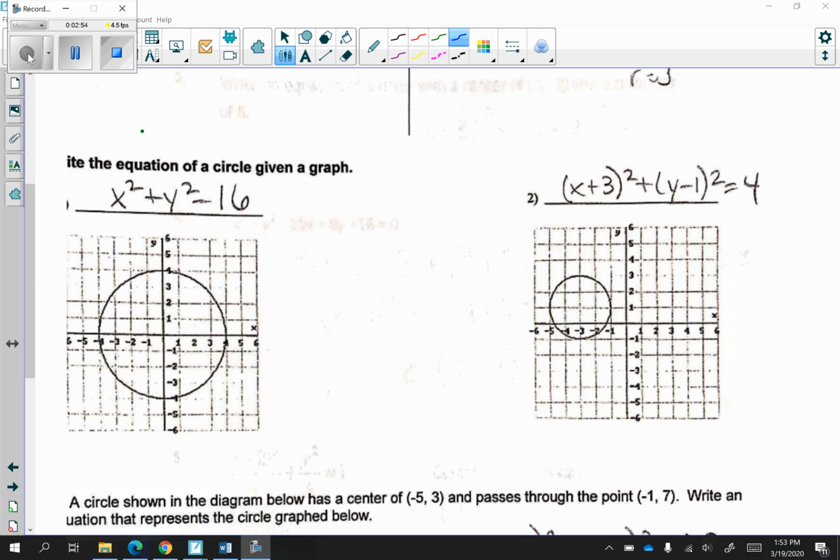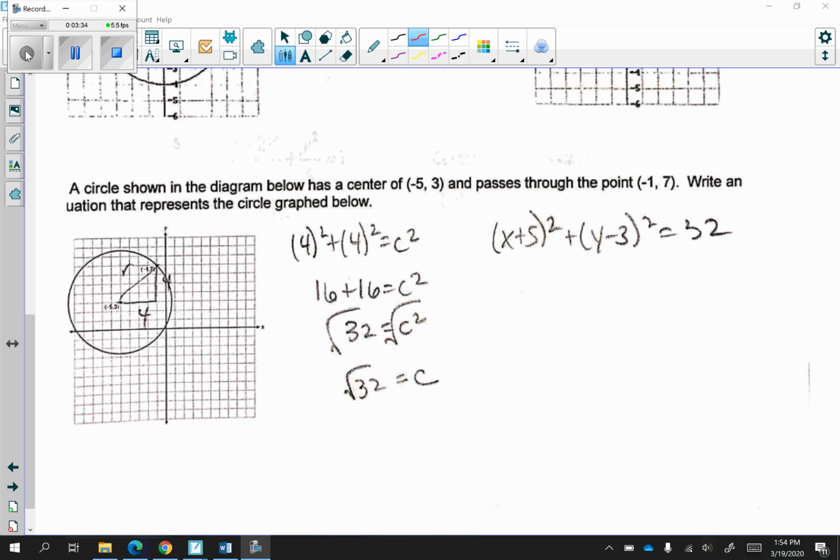The next 2 questions require us to write the equation of a circle given a graph. So you always should look for the center first. So for number 1, the center would be 0, 0. And I count the boxes for my radius, which is 4, but I don't put 4 there. It should be 4 squared, which is 16. Remember, this represents r squared. Number 2, find the center, which would be -3, 1. Flip the signs. And then find the distance of the radius, which is 2. 2 squared is 4, which is equal to 4.